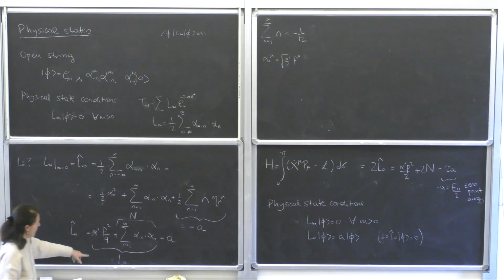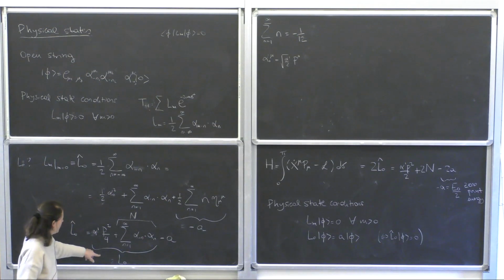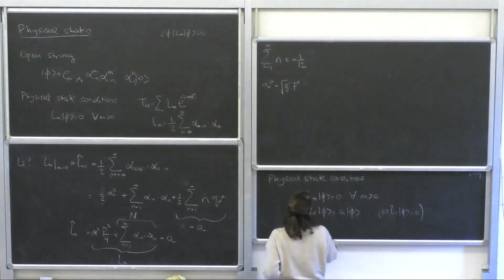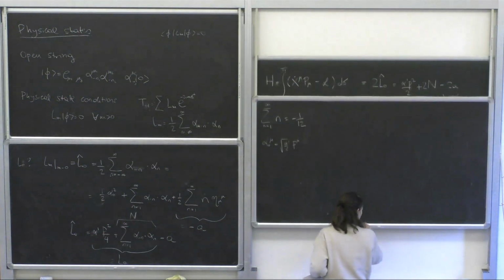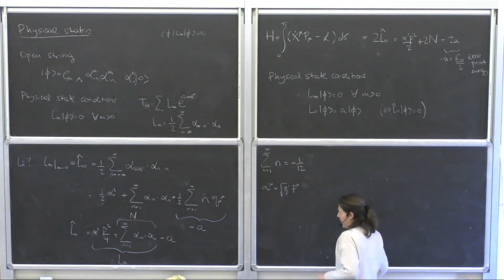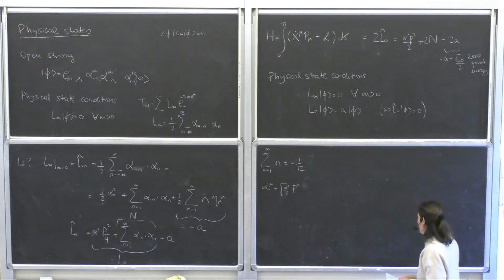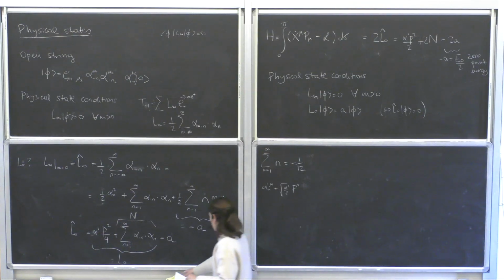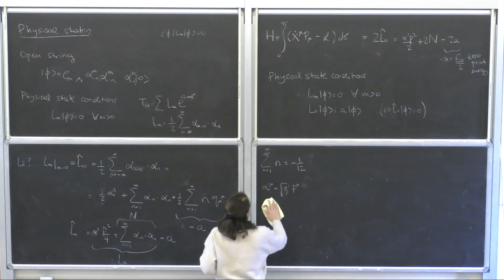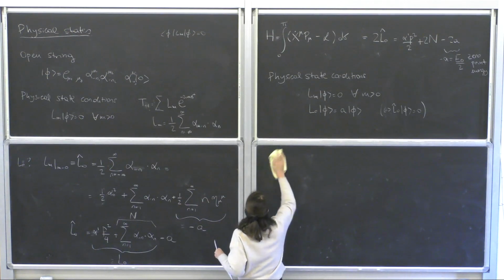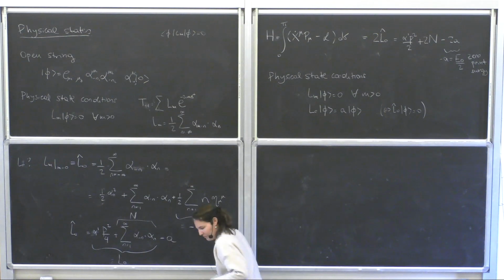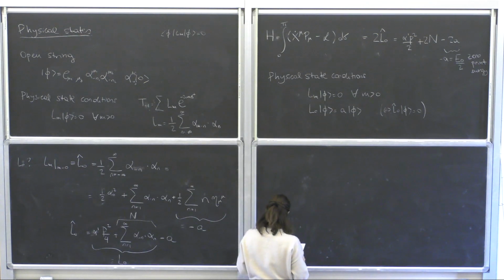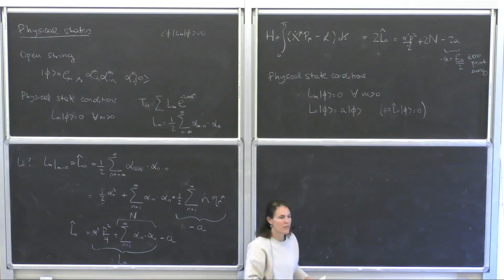And why do we need to do this? I mean, this is useful because now there's an exercise to compute the commutation relations of these Lm's. Can I erase this? So it's an exercise. Yes, sorry.